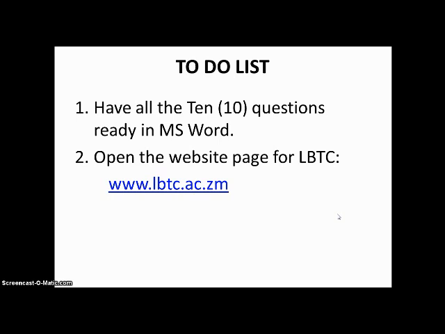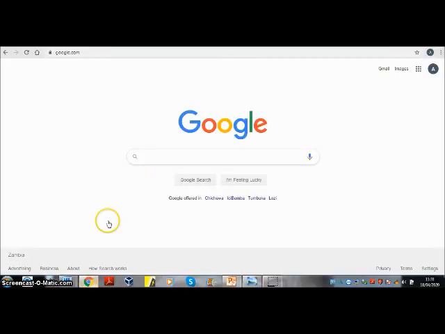Now here are certain things you need to make sure you have before you can actually go online to start working on this. First, I advise that you type all the 10 multiple choice questions in Microsoft Word. You can do that offline. Once you've done that, you can move on and open the website page for LBTC. So you do that using your web browser. Let me show you how to.